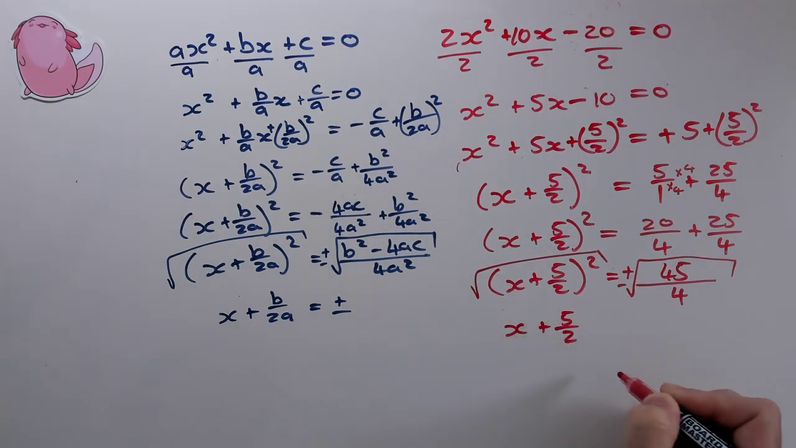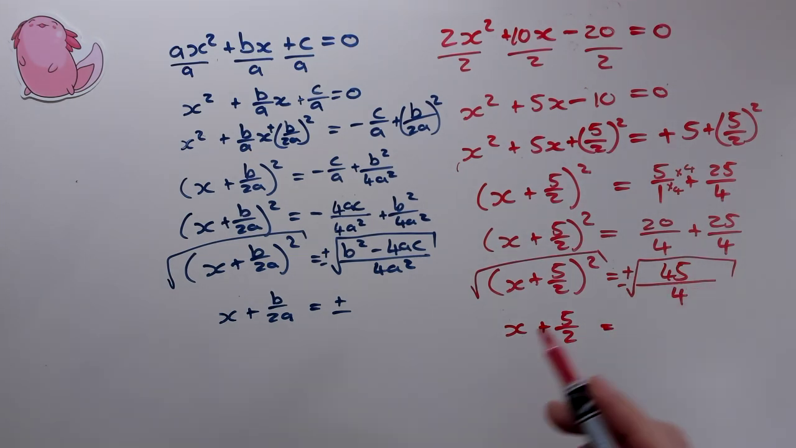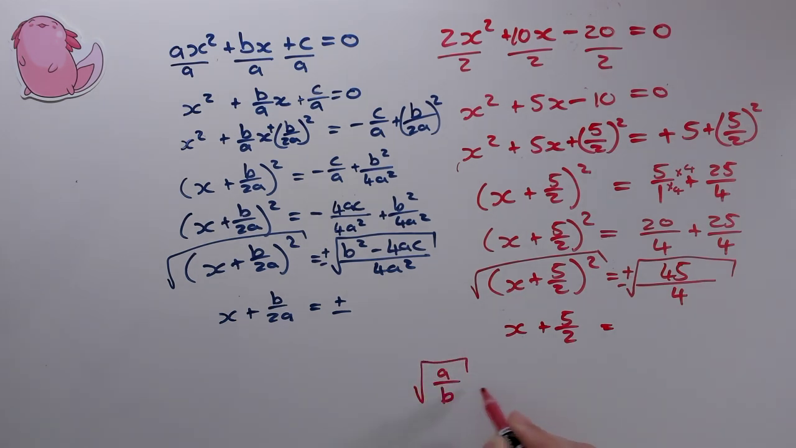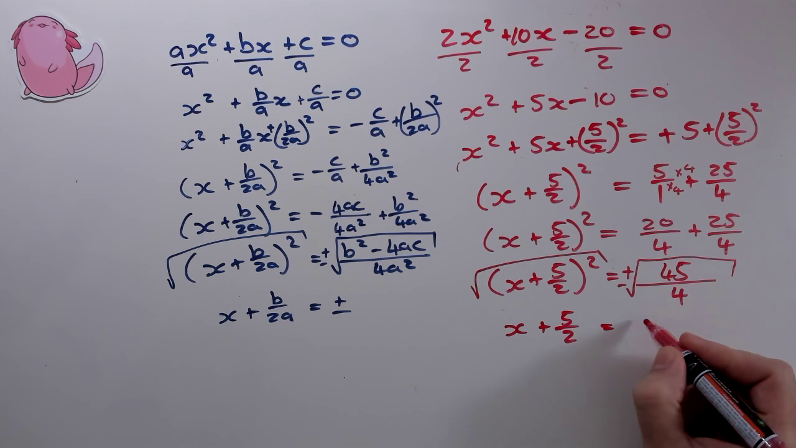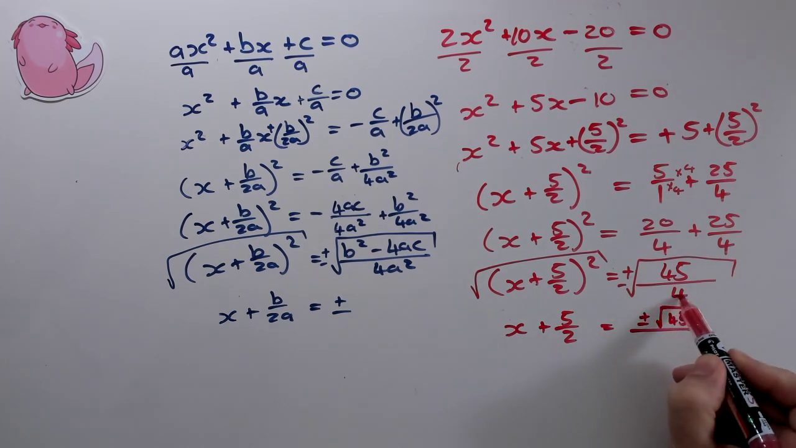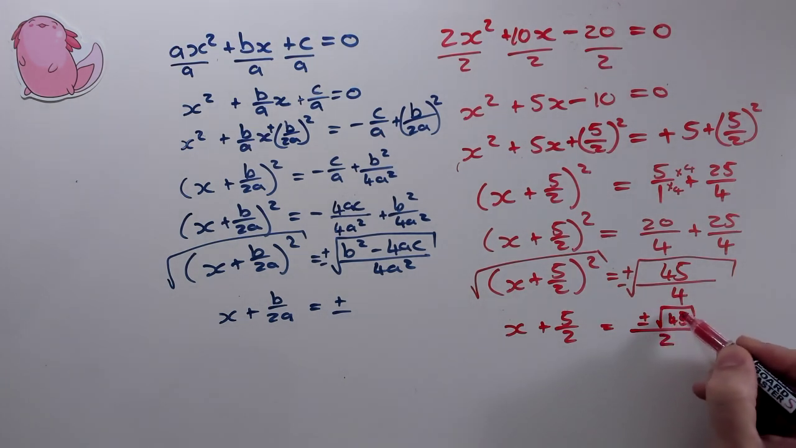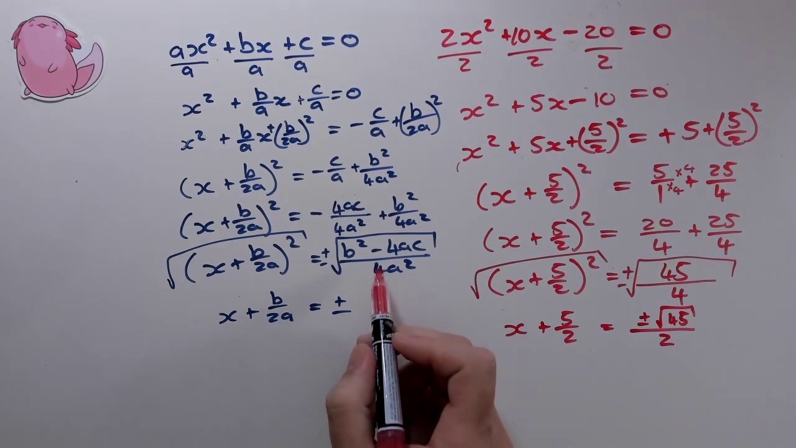So this would be 5 over 2, and this would be equal to, now the square root of a over b is the same as the square root of a over the square root of b, right? So this is a normal rule when it comes to square rooting, and it's actually more to do with indices, but this is the same. So in this case, I can take plus minus the square root of 45, and what's the square root of 4? It's 2. So I can just change that. So the top part can't be square rooted because it's not a square number. But the bottom could, and here I'm going to do the same.